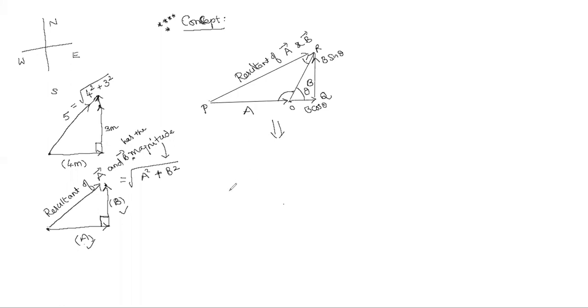Here, what Amog said: I gave this one vector, A bar, whose magnitude is A, and this is another vector, B bar, whose magnitude is B. Here I am asking what is the magnitude of the resultant. Resultant means the third side of the given triangle. This is the resultant.